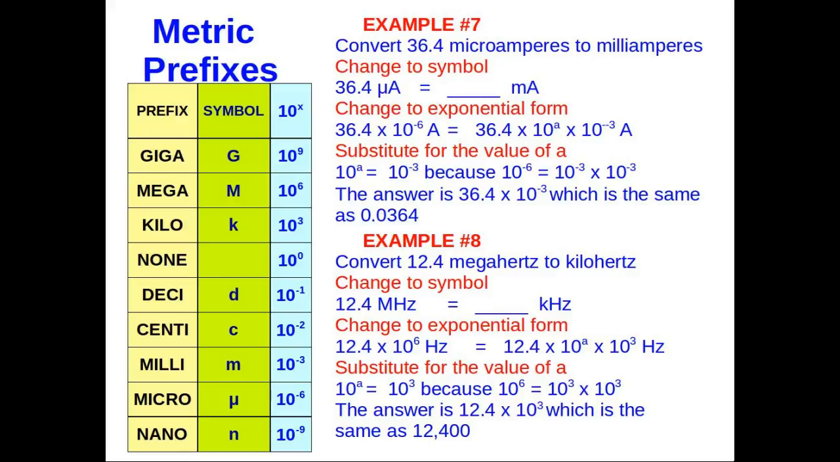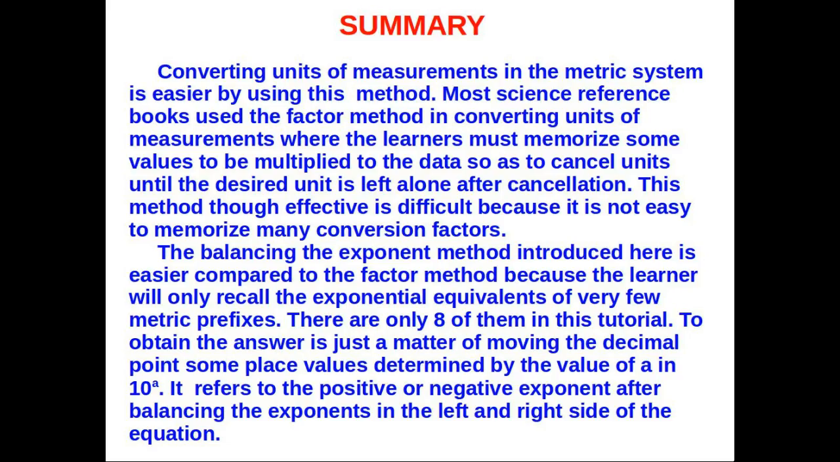I will leave the remaining 3 examples to be done by the viewers of this tutorial. These examples are simple enough. Example number 8 is to convert 12.4 megahertz to kilohertz. Example number 9 is to convert 0.000016 microamperes to nanoamperes. And example number 10 is to convert 5.4 gigawatts to kilowatts.